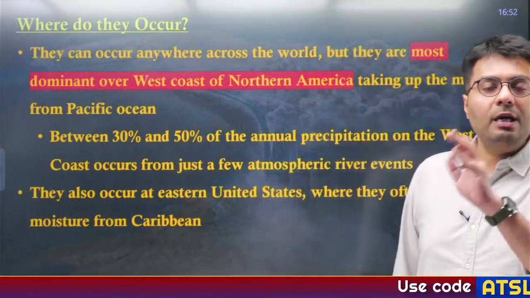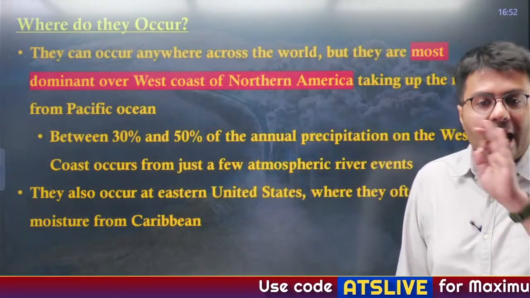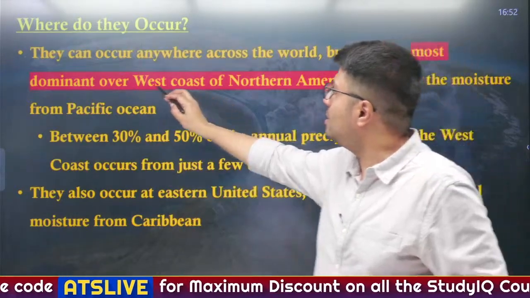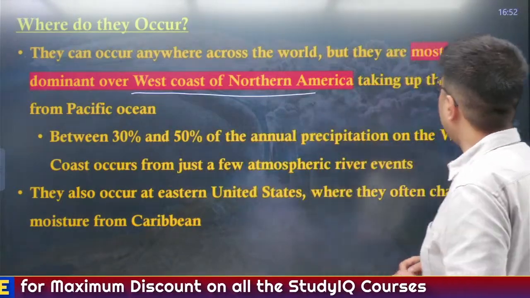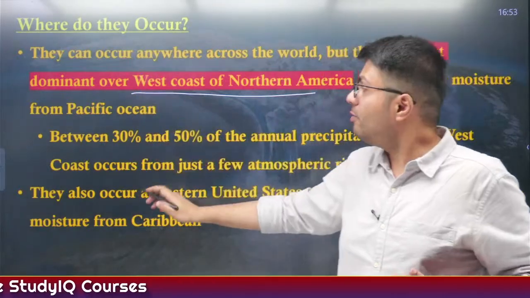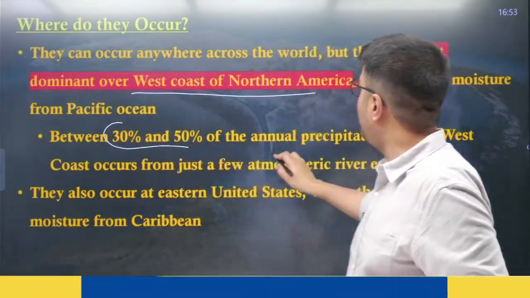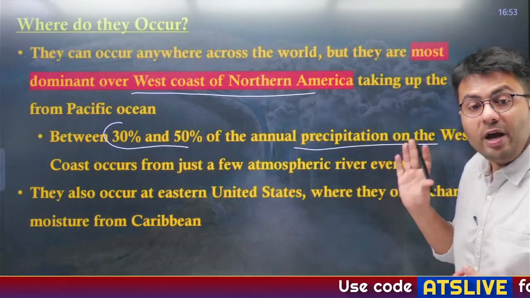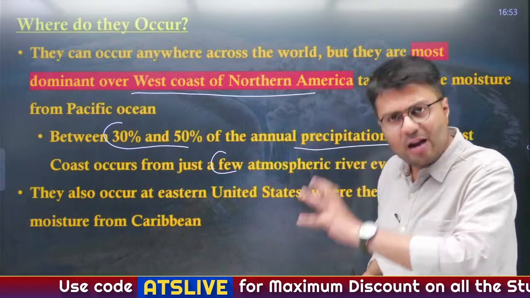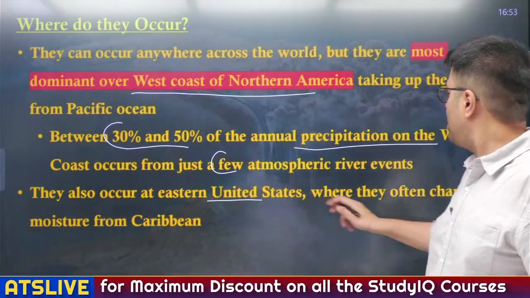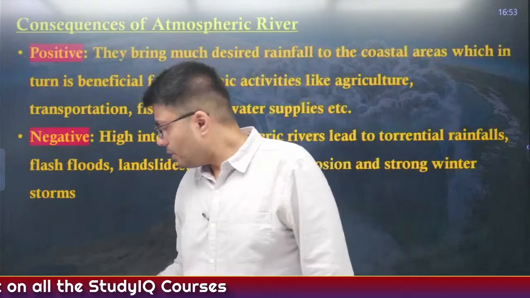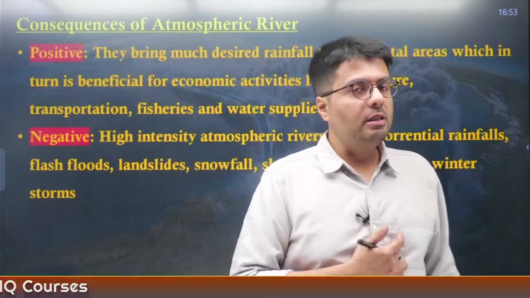Now these atmospheric rivers, technically they can happen anywhere in the world, but the most dominant ones are the ones that happen on the west coast of North America, which takes up moisture from the Pacific Ocean. And these atmospheric rivers are responsible for between 30 to 50% of annual precipitation on the western coast of the United States, just because of a few atmospheric rivers. And they can also occur elsewhere, like the eastern coast of the United States, where they often channel moisture from Caribbean waters, right?